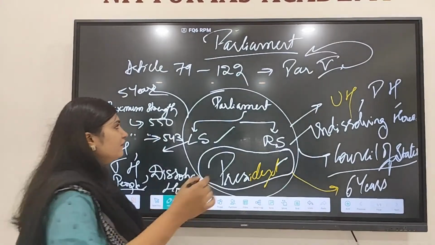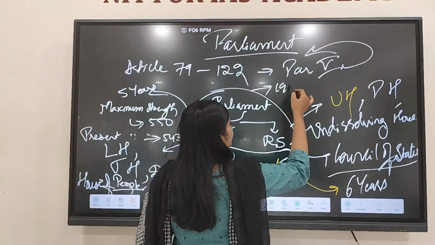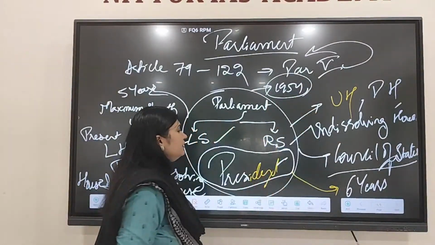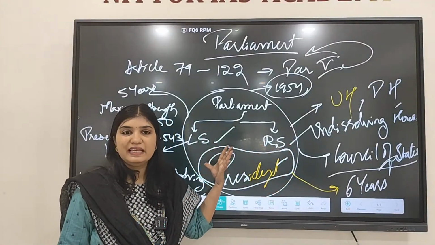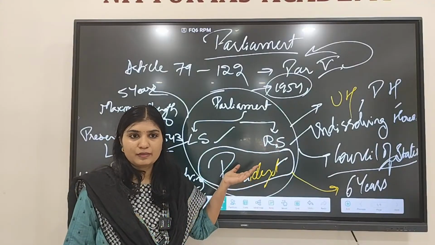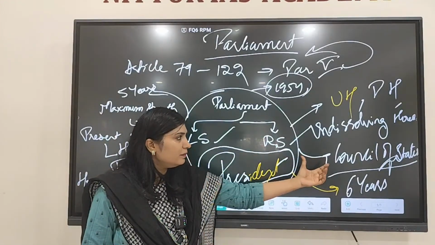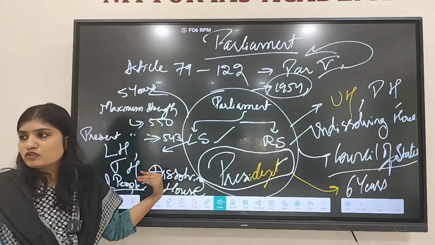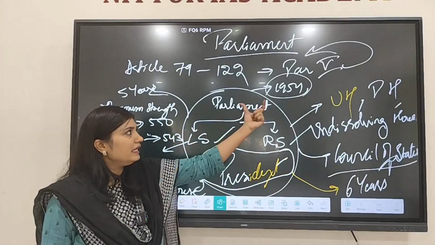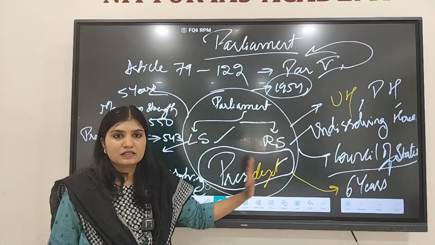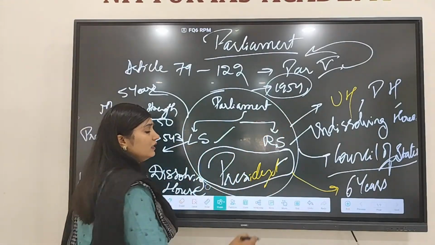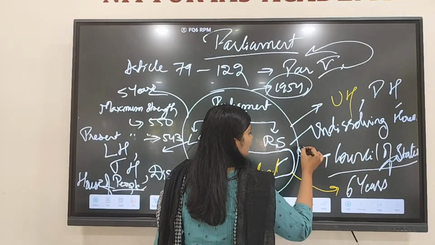In 1954, just concentrate. In 1954, they named Rajya Sabha and Lok Sabha. These are the Hindi words. Previously, it was Council of States and House of People. They named them in 1954 as Lok Sabha and Rajya Sabha. Along with that, Rajya Sabha is called the House of Elders.